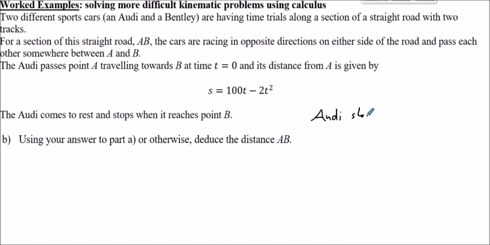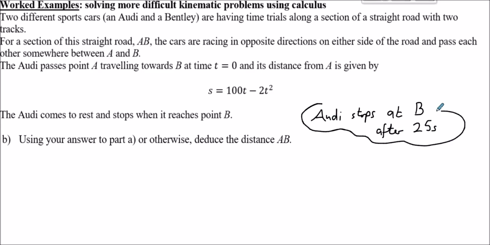So we need to work out the distance from A to B. So it stops at B after 25 seconds. Okay, so we've got here an expression for the displacement. So we now know the time when it gets to B is after 25 seconds. And so the displacement when it gets to B is just substituting in the t value of 25 seconds.